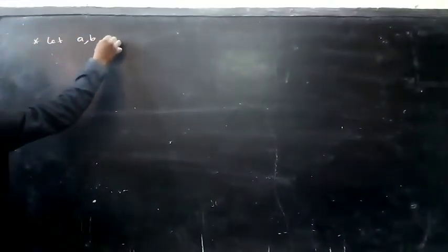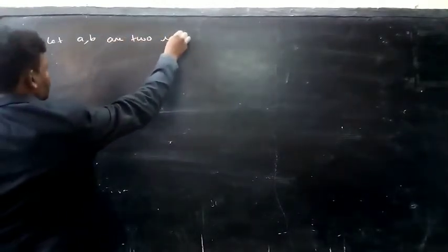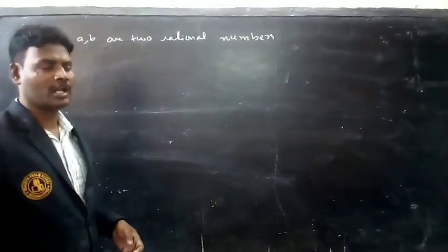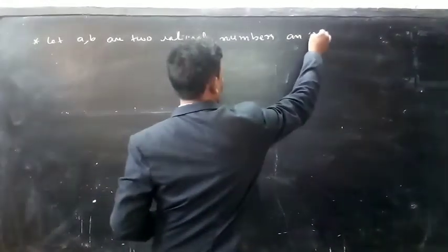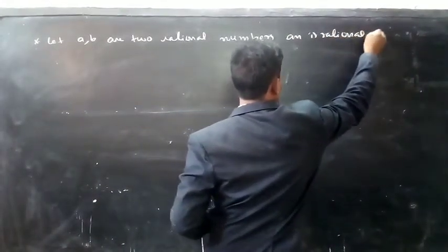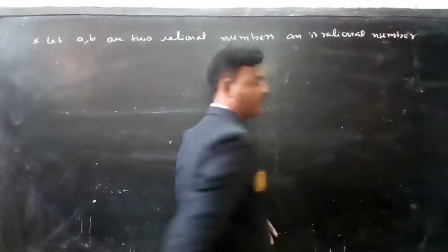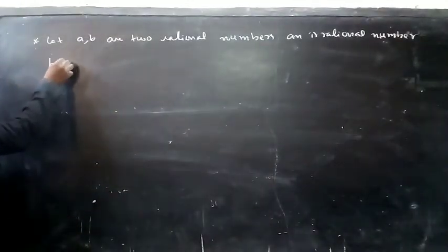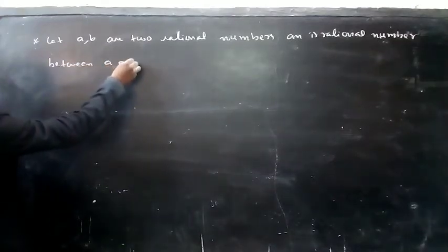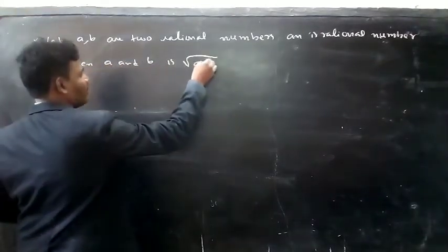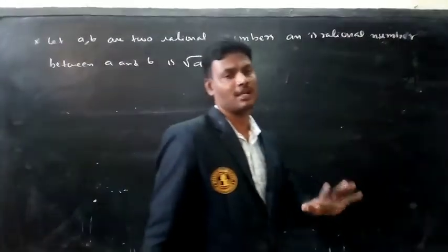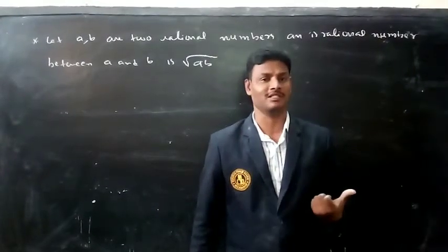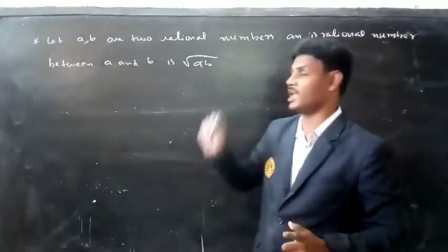Let A comma B be two rational numbers. To find an irrational number between two rational numbers: an irrational number between A and B is root AB.